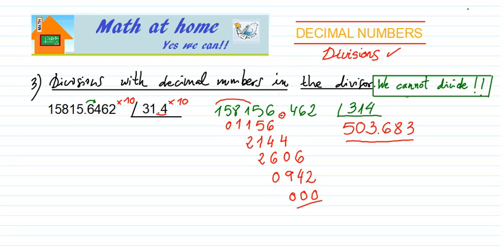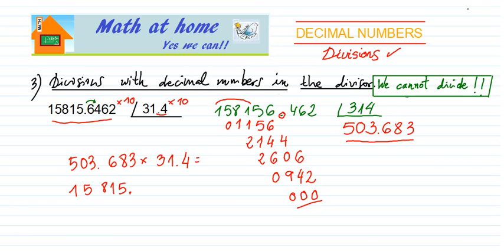We can check that when you multiply 503.683 times our divisor, that was 31.4, what you are going to get is our dividend, which is 15,815.6462. If you do this multiplication, you can get that the result is correct.